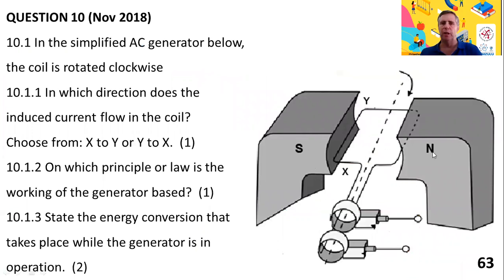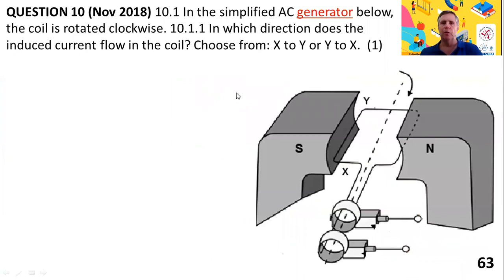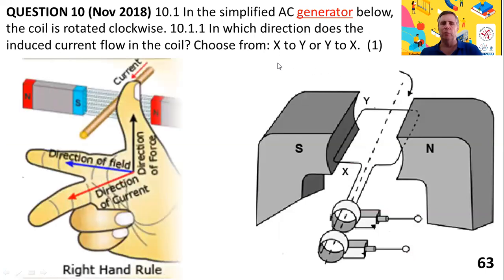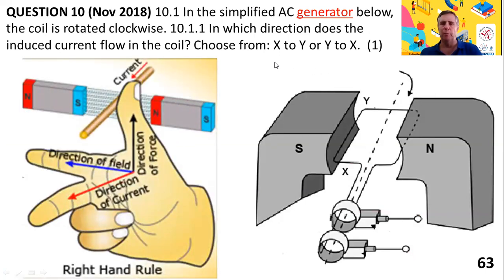You are given this picture here and various questions about the picture. So the first one says, in what direction does the induced current flow in the coil? You're told it's a generator, you're told it's an AC generator with the slip rings, and you're told that the coil is rotated clockwise. So that means the segment of wire XY is going to move upwards. Now remember, as we discussed before, you need to know Fleming's rules, and in this case, the right-hand rule, which is for generators, not the left-hand rule, which is for motors.